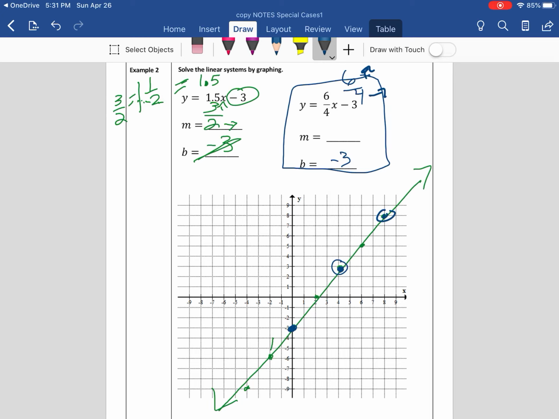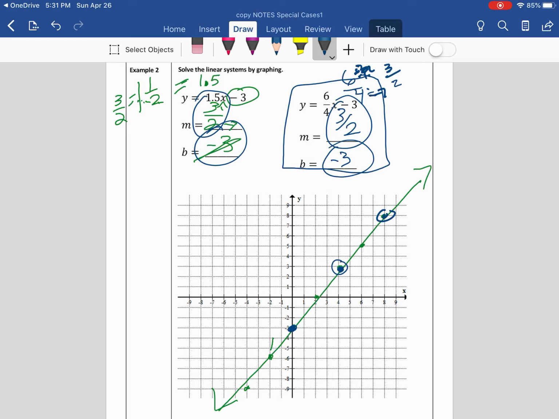Now, if I would have simplified that, what is 6 over 4? Divide by 2, I would have gotten 3 over 2. Simplify that, I get 3 over 2, which is the same here. So our slopes are identical, our y-intercepts are identical. This is the same line.